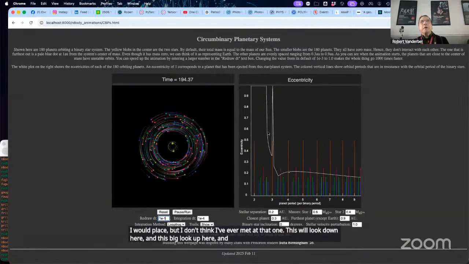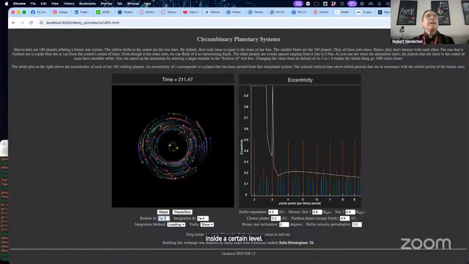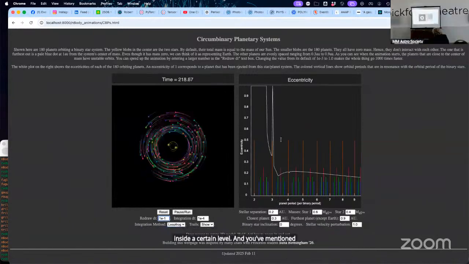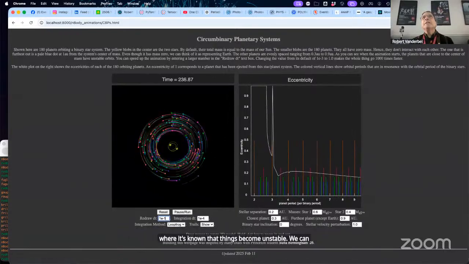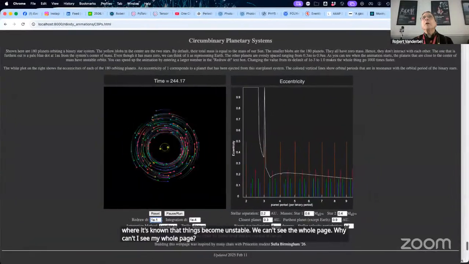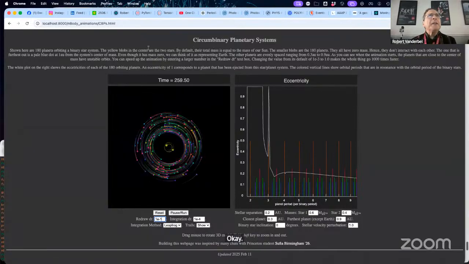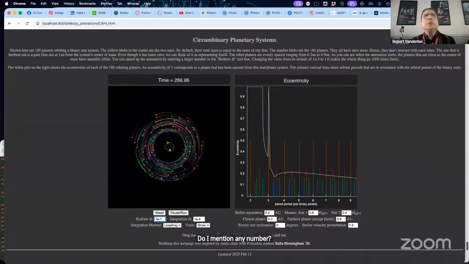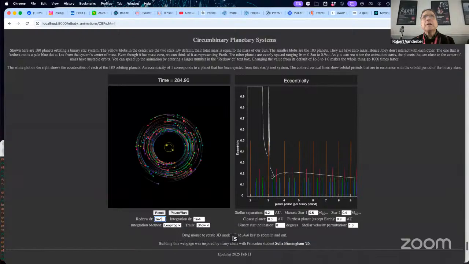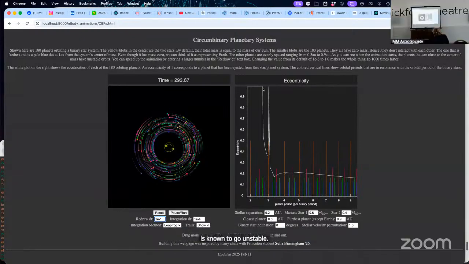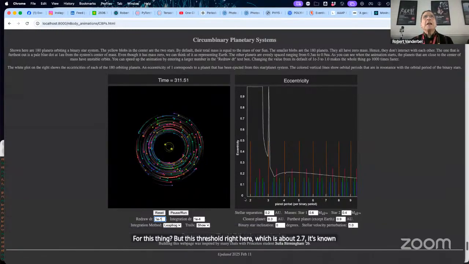And the fact that inside a certain range, everything is unstable. And in fact, in my notes up here, which are a little bit hard to read, I think I do mention where it's known that things become unstable. I can't see the whole page. Why can't I see my whole page? Oh, almost the whole page. Okay. Do I mention any number? It's too hard to read all these things. I don't think I mentioned where this thing is known to go unstable. But this threshold right here, which is at about 2.7, it's known that inside 2.7 things go unstable.